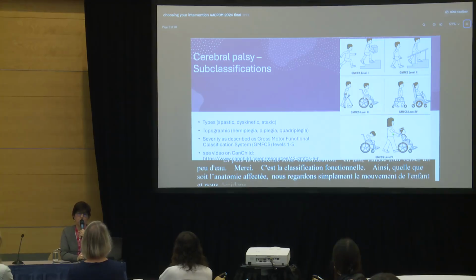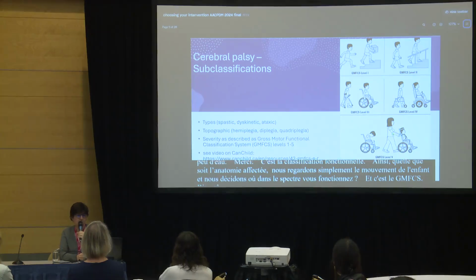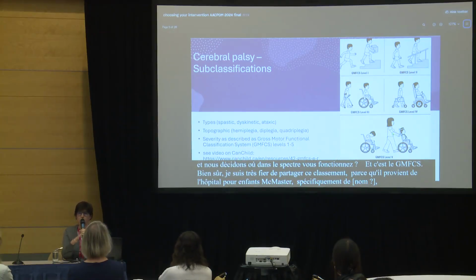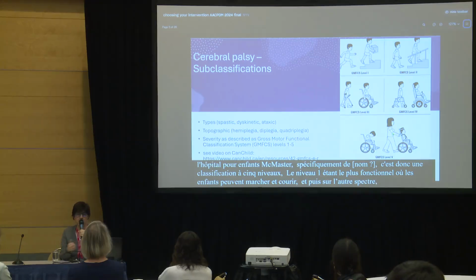I'm of course very proud to share that classification because it is originating from McMaster Children's Hospital, specifically from CanChild. So it is a 5-level classification, level 1 being the most functional, where the children are able to walk and run. And then on the other spectrum, level 5 would be the children that are wheelchair dependent.